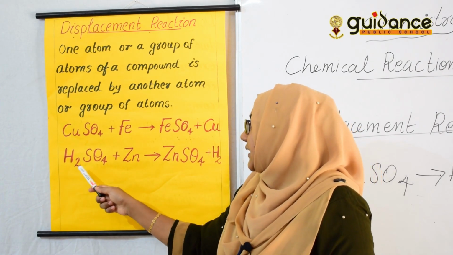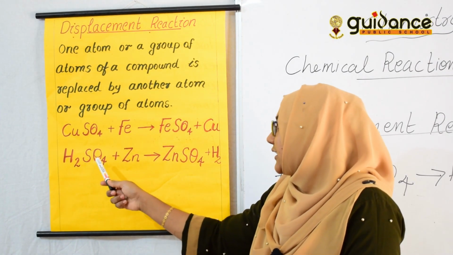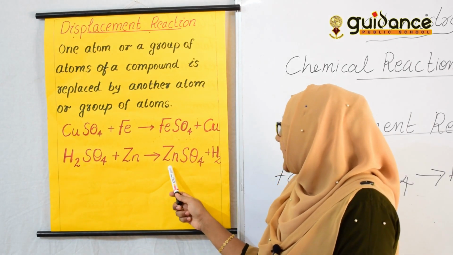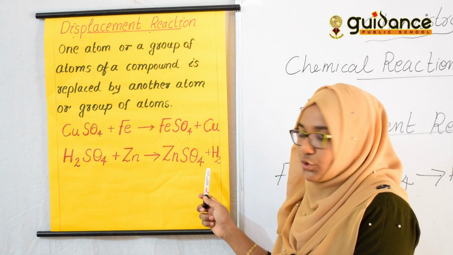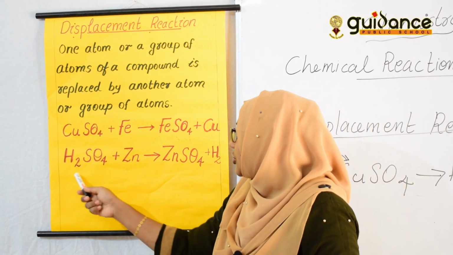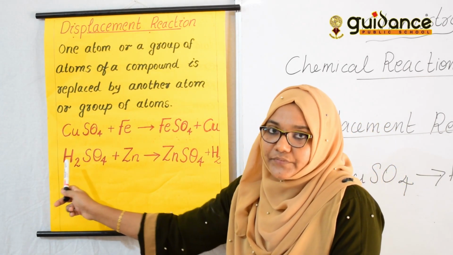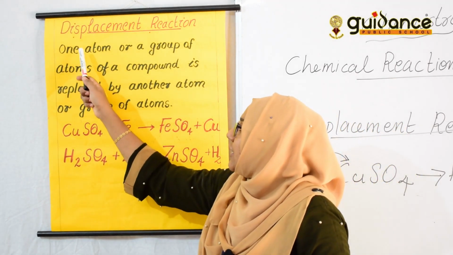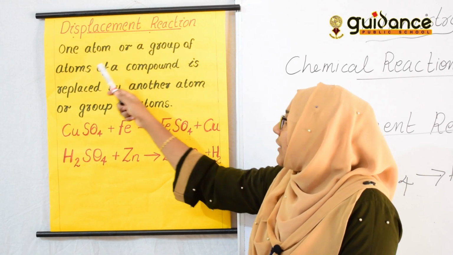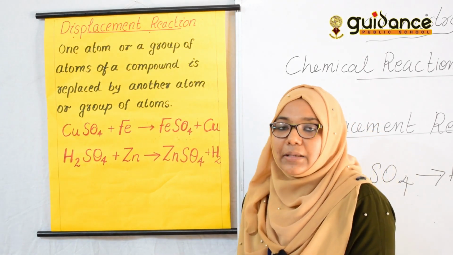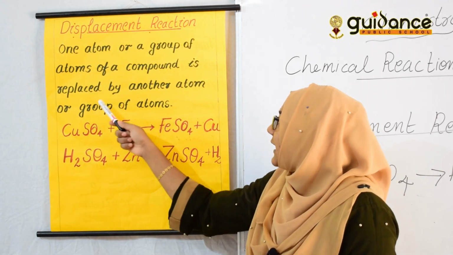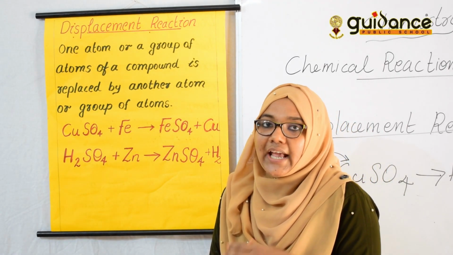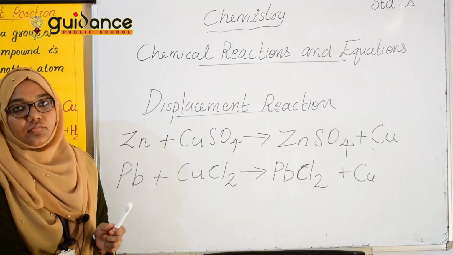Okay, another example is here H2SO4, that is sulfuric acid. H2SO4 plus Zn gives ZnSO4 plus H2. Here also this H2 is replaced by Zn, that is zinc. So what is displacement reaction? Once again, one atom or a group of atoms of a compound is replaced by another atom or a group of atoms is called a displacement reaction. And I will show you some other examples.